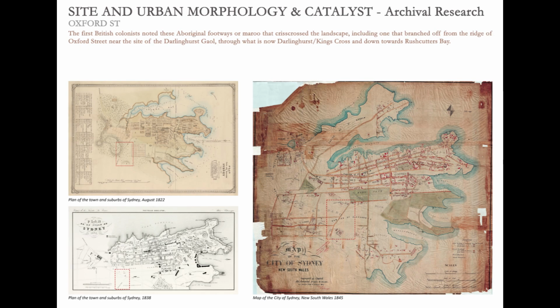Research also reveals that the first British colonists observed Aboriginal footways, or maru, which crisscrossed the landscape. One of these pathways branched from the ridgeline of Oxford Street near the site of what is now the Darlinghurst Gaol and extended through the area now known as Darlinghurst and King's Cross, down towards Rushcutters Bay. The historical maps, such as the Plan of the Town and Suburbs of Sydney from 1822 and the Map of the City of Sydney from 1845, illustrate the early colonial urban form and its development, overlaying Aboriginal pathways that were integral to the area's movement patterns long before colonization.